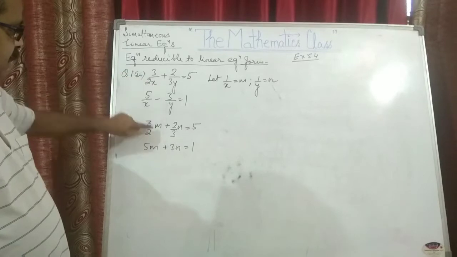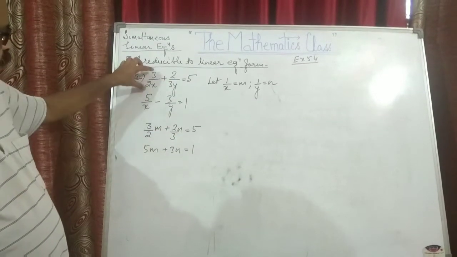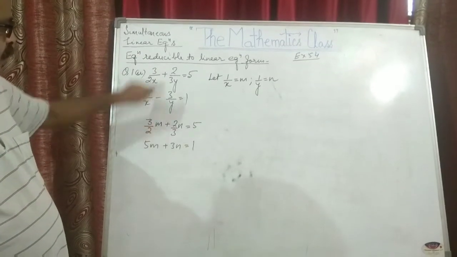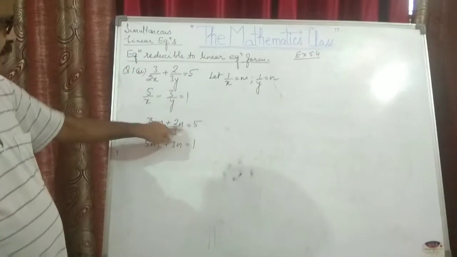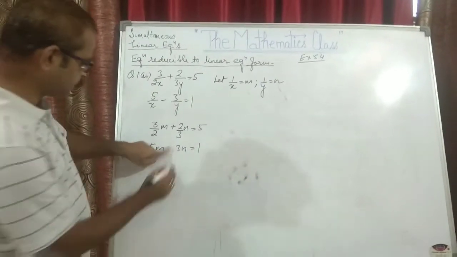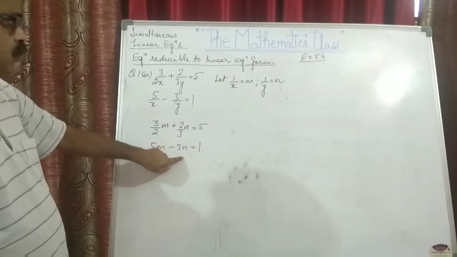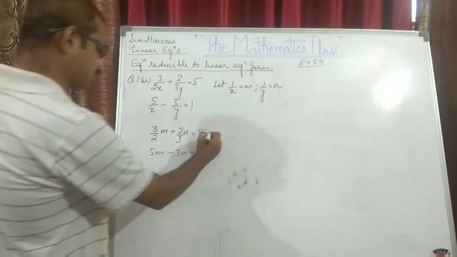1 upon x will be m and 1 upon y will be n. So 3 upon 2 is as it is, 1 upon x was m. 2 upon 3 as it is, 1 upon y as n. 5 is as it is, 1 upon x is m, and minus 3 is as it is, 1 upon y is n. Now you can simply solve it out here.